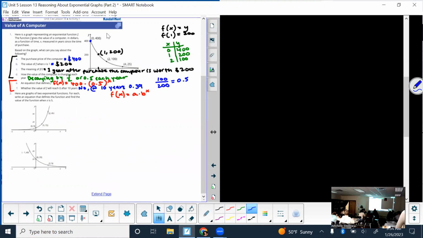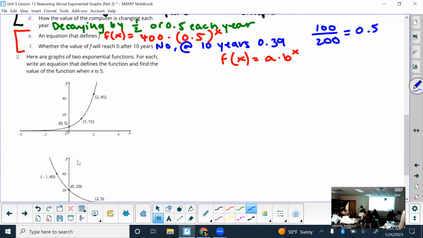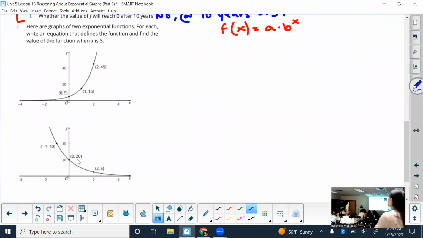All right, we're going to try these next 2, and then I imagine we'll quiz after. So here are graphs of 2 exponential functions. For each, you're going to write an equation that defines the function. So more practice making the equation from the graph. Once you do that, you're going to find the value of the function when x is 5. So make the equation, find the output when the input is 5. I'll give you 2 minutes.